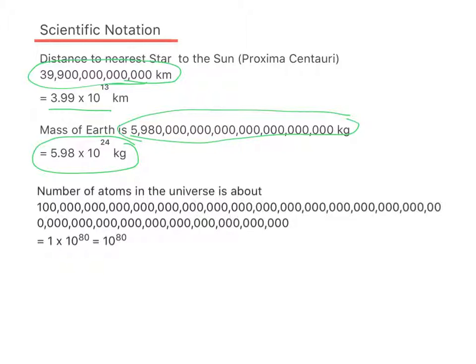And the number of atoms in the universe is 1 by 10 to the 80, because there's 80 zeros after the 1, or you could just write that as 10 to the 80 because 1 times something is the same as itself.